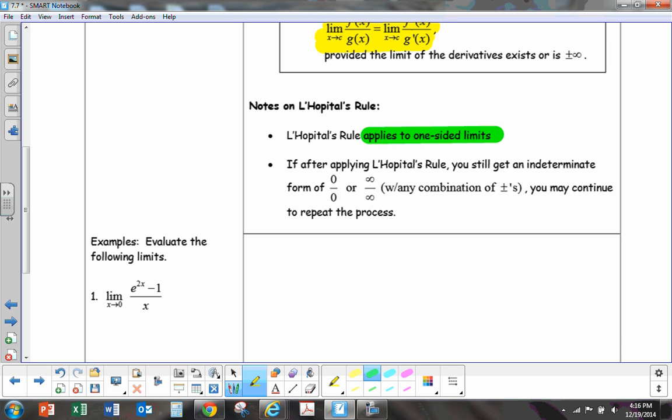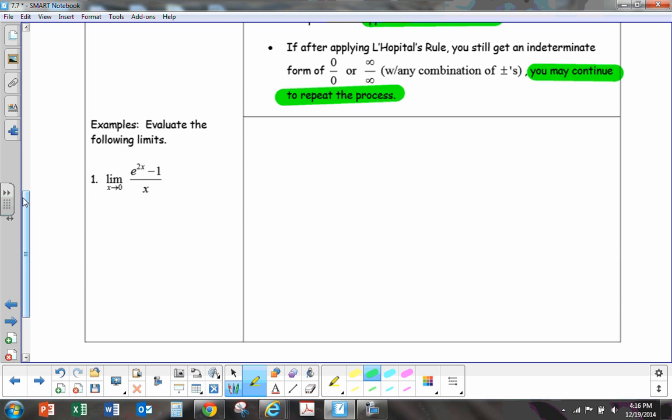And if after you try it once, you still get that same 0 over 0 or infinity over infinity, you can continue to repeat the process as many times as you need to. So let's see some examples. I have seen this on some Calc BC examples of free response questions, so you are going to have to make sure that you can write it out, that you understand when it applies.